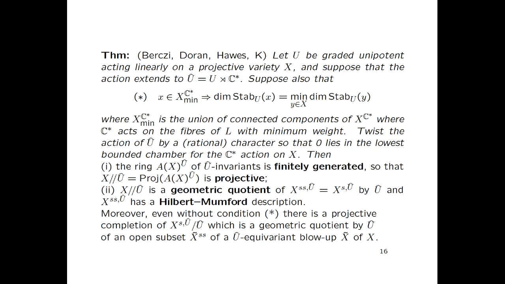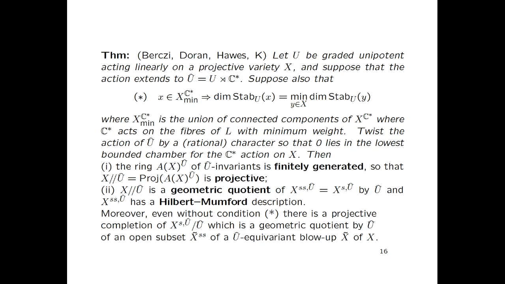And in that case, if we look at the action of U hat, the semi-direct product with the one-parameter subgroup, then we do get the algebra of invariants being finitely generated. That means we get a projective non-reductive GIT quotient associated to the algebra of invariants, and that is just a nice geometric quotient of the semi-stable set, which is the same as the stable set, by the U hat action. And you have a nice, very simple Hilbert-Mumford description for the semi-stable points, which are the same as the stable points. So that's the really good case.